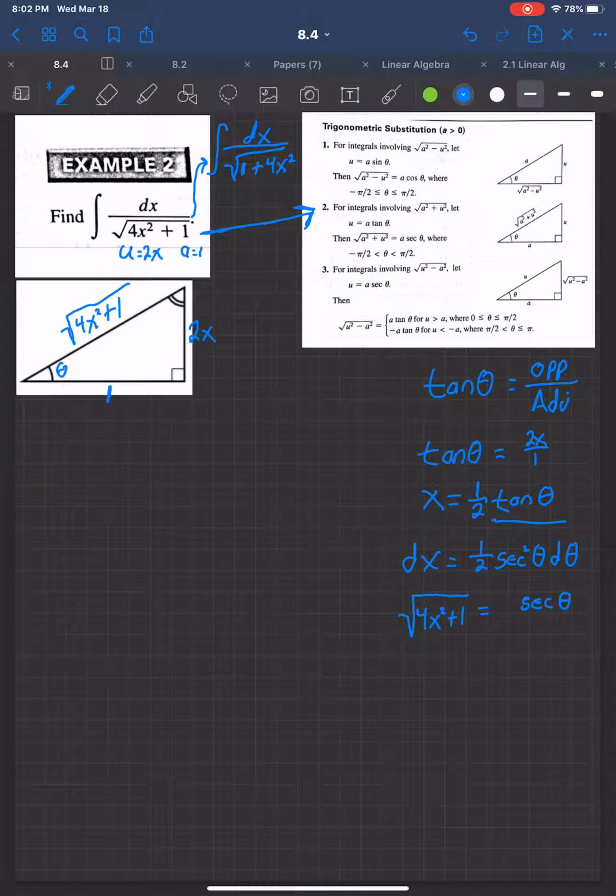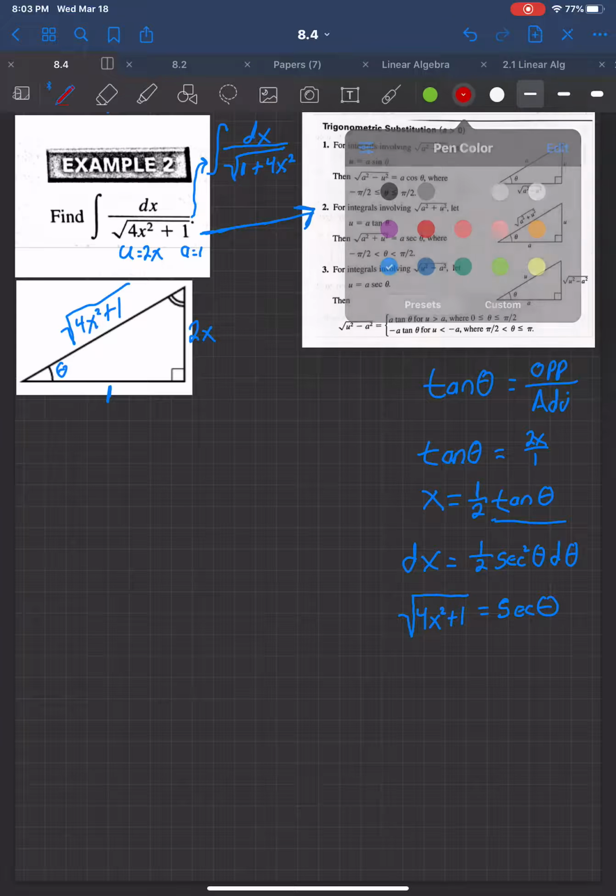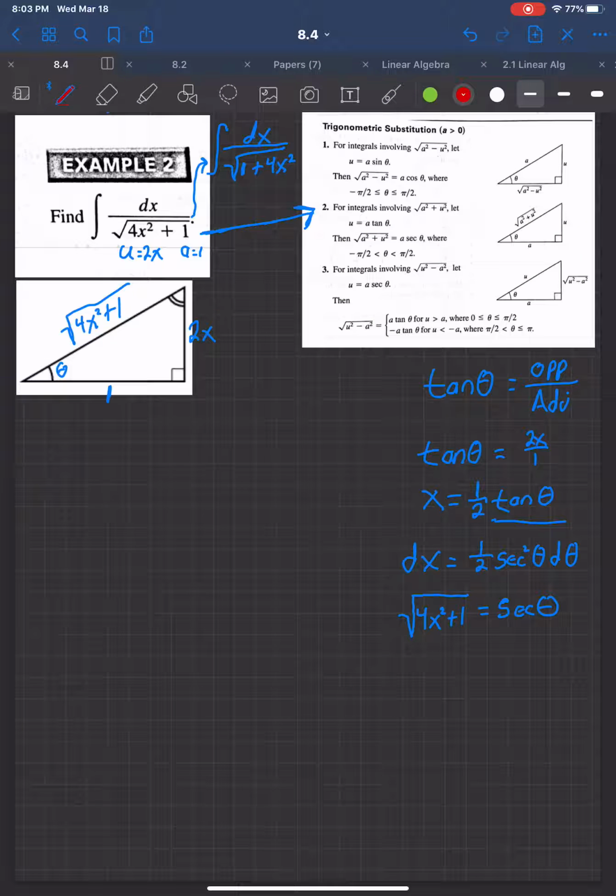So the square root of 4x squared plus 1 is simply secant theta. Let me, while we're here, go ahead and say a couple things about mistakes that I often see. So let me change my color to red to represent my red pen, taking off points.